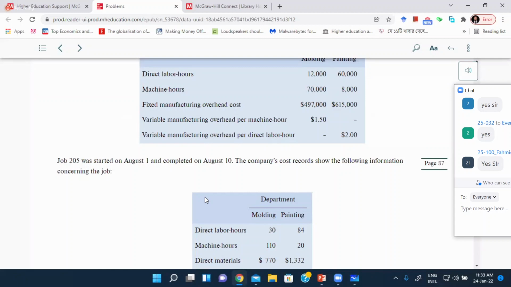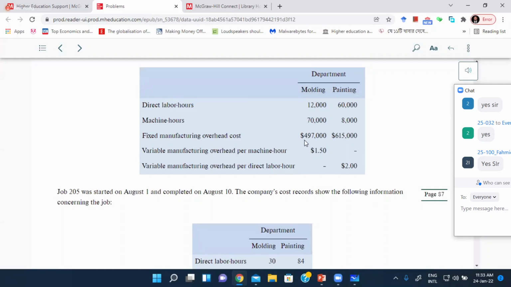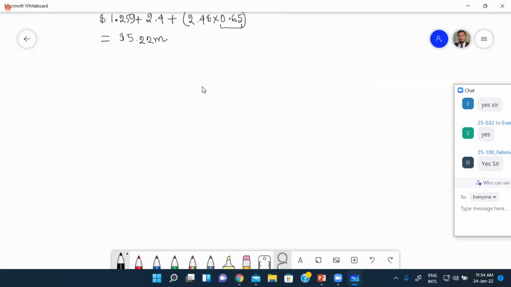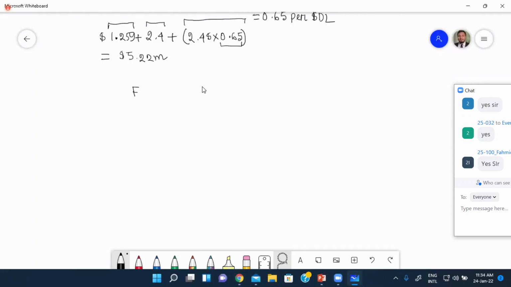Okay, so let me show one part, I mean the molding department, and you can understand what is going to happen in the painting department. For the molding department, we see that the fixed manufacturing overhead cost is $497,000, and let me write it down here, for the fixed portion and the variable portion. And it is for which department? Molding department. And for the fixed portion, it is 497,000.